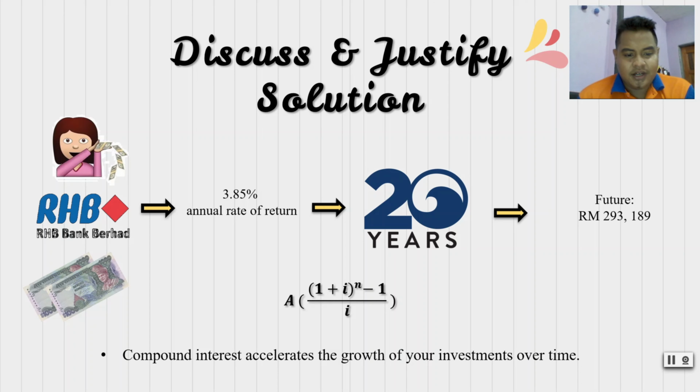So this is another example. If you were to save 1,000 ringgit and earn 5% interest, after 1 year, you will have 1,050 ringgit.